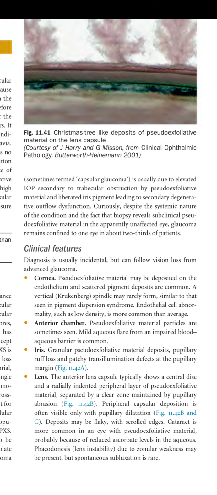Cataract is more common in eyes with pseudoexfoliative material, probably because of the reduced ascorbate level in the aqueous. Phacodonesis and lens instability due to zonular weakness may be present, but spontaneous subluxation is rare.